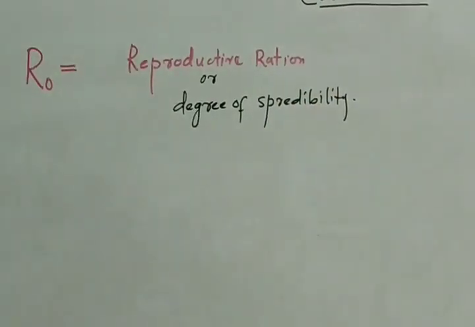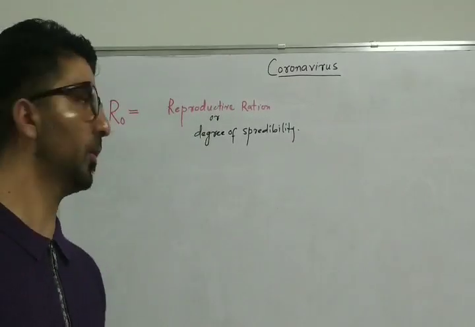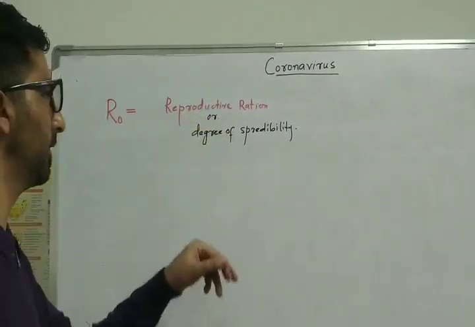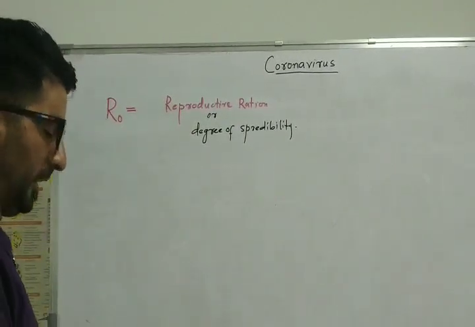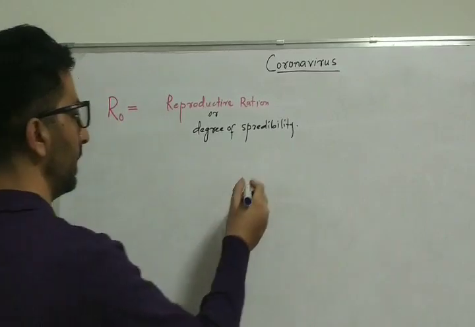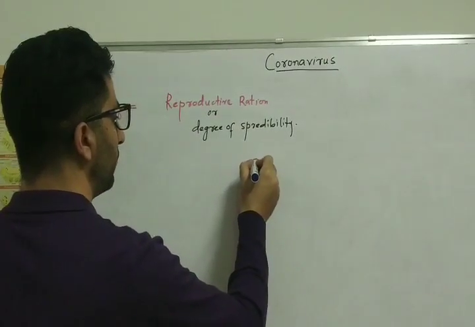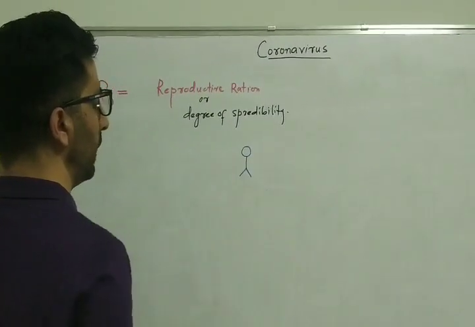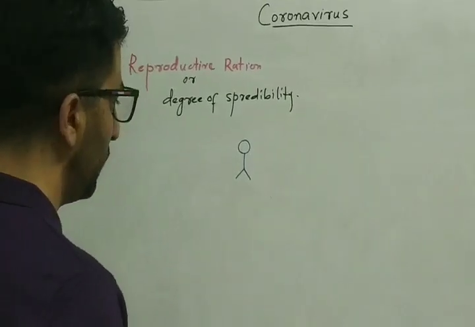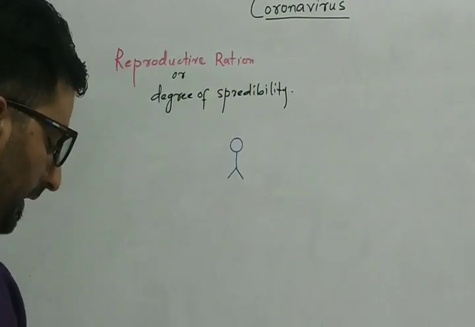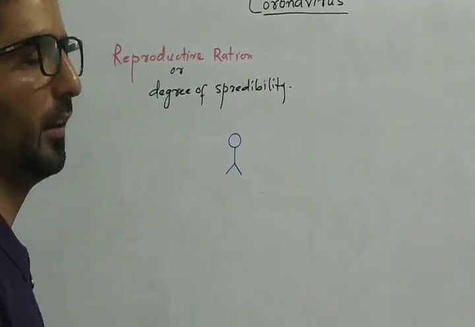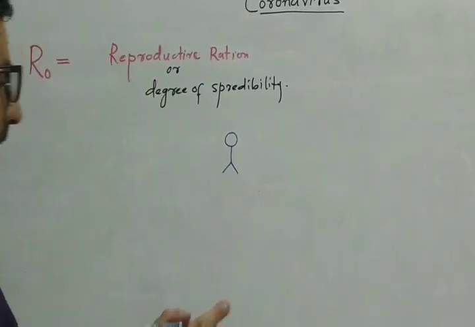R naught means that if one person is infected by the coronavirus, how many more people they can infect. So that's called the R naught. It's also called the reproductive ratio or the degree of spreadability. For example, here is one person. This one person, who is infected with the coronavirus, can infect 3 more persons.